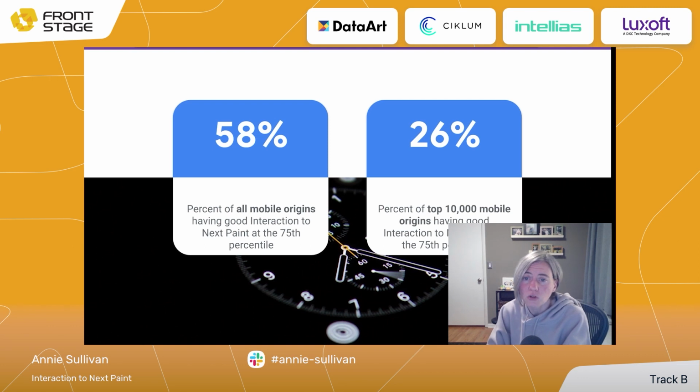And although Interaction to Next Paint shows that the majority of sites on mobile have good responsiveness at the 75th percentile, if we split out the head and torso type sites, which are the most popular, we see very different results. Only 26% of the top 10,000 sites are rated good.